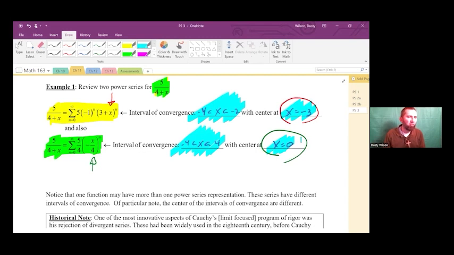These series have different intervals of convergence. And of particular note, the centers of the intervals of convergence are different, right? Both at 0 and negative 3. And so this is our first hint of this idea of a center of an interval of convergence, which is going to be a big thing in our next topic, the Taylor series.